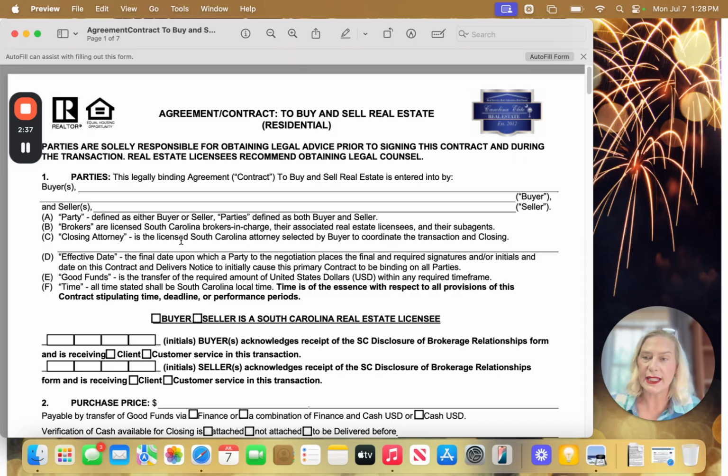D is effective date. I want to discuss this because a lot of you guys aren't paying attention to the full definition of effective dates. According to the contract, effective date is the final date upon which a party to negotiation places the final and required signatures and/or initials and date. You guys have got to initial and date any changes. Anytime there's an initial, there needs to be a date.